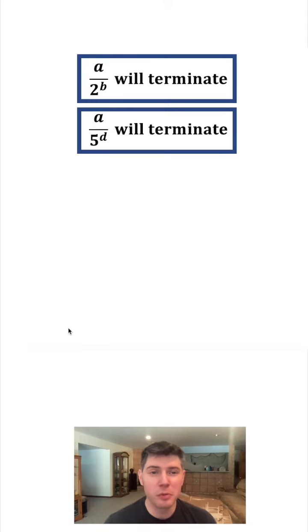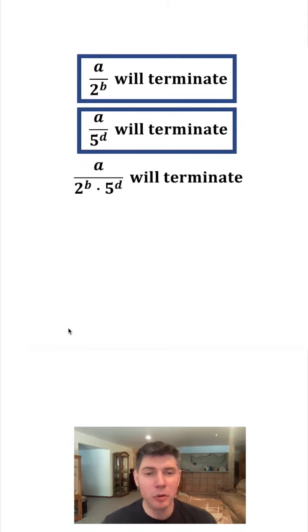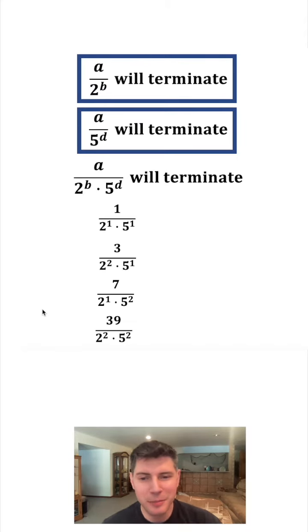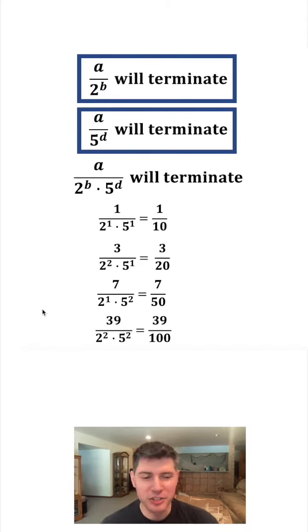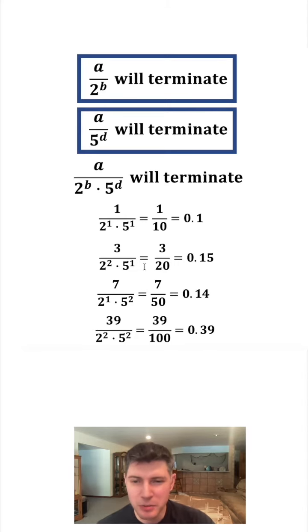Both of these are true, but we're also able to combine them. Anything of the form a over 2 to the b times 5 to the d will also terminate. Here's some examples of that. Here they are as a fraction of integers, and then here's their terminating decimals. All of these are pretty easy to see why.